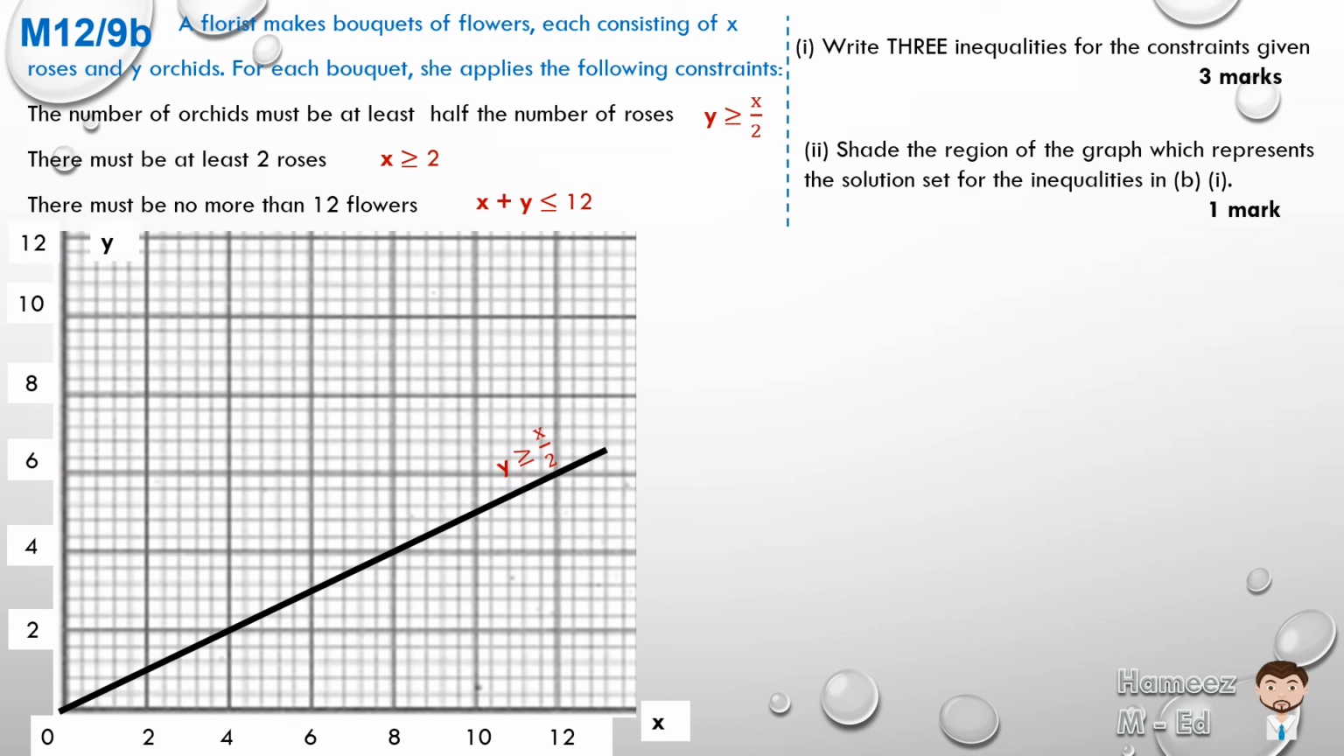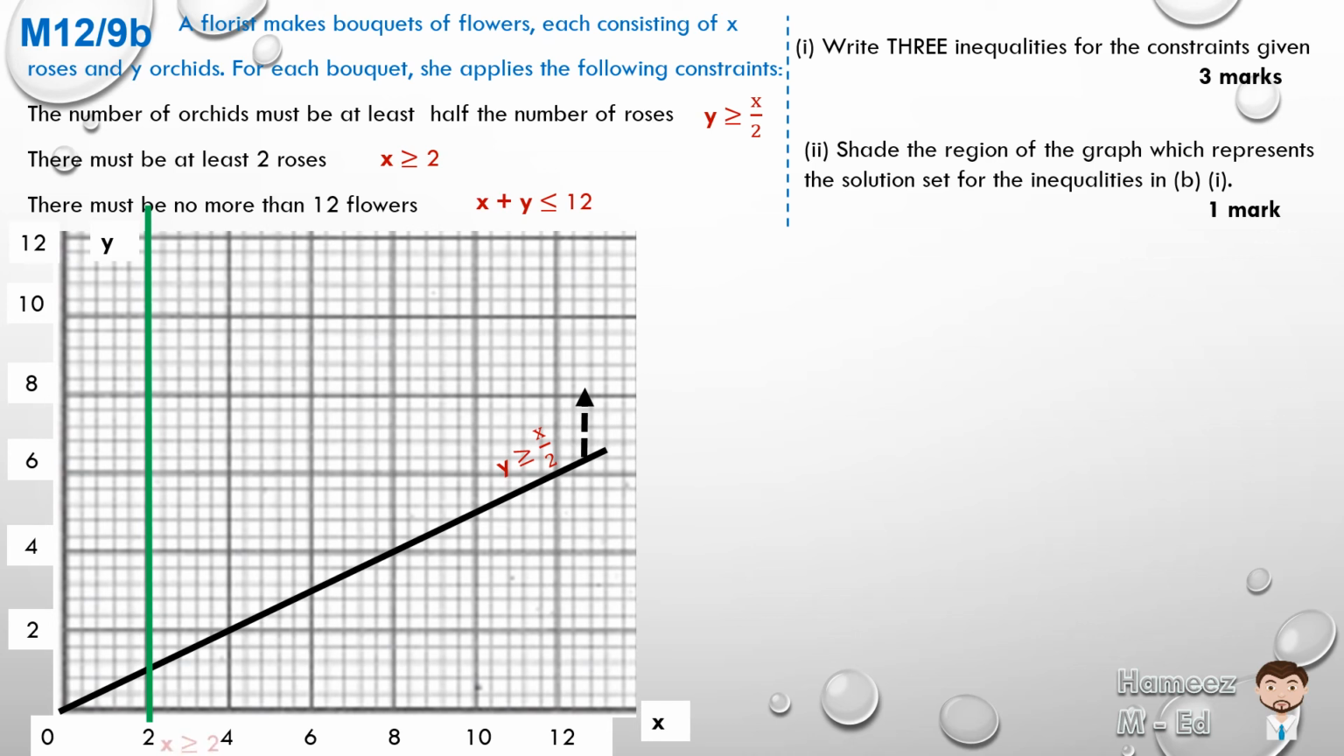Our inequality also says Y is greater than X on 2. So that means anything above the line. We'll indicate that with that arrow. For the second line, X is greater than or equal to 2. So let's go on our x-axis and draw a line at 2 vertically. That's in green. So X is equal to 2 there.